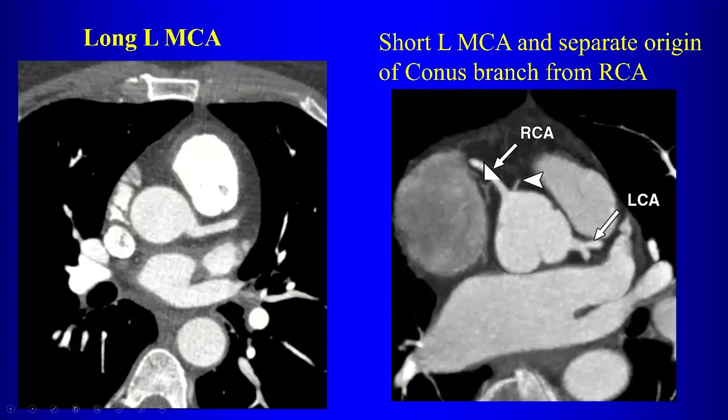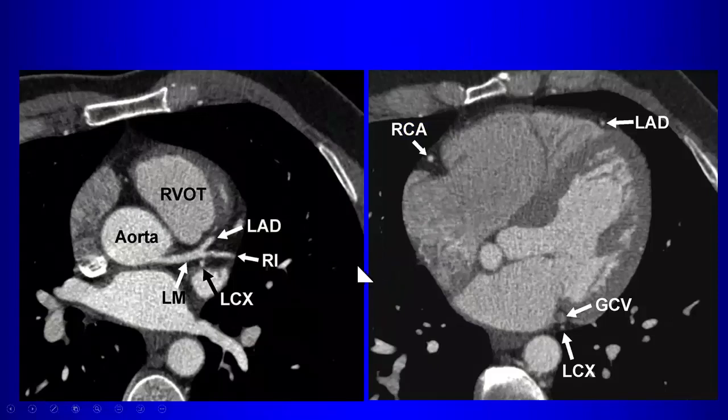Here we have a right coronary artery. Here there's a separate origin for the conus artery here, so there's some variation in this. And then here we can see the left main coming down and trifurcating. There's the circumflex, there's the ramus intermedius, and here is the LAD.